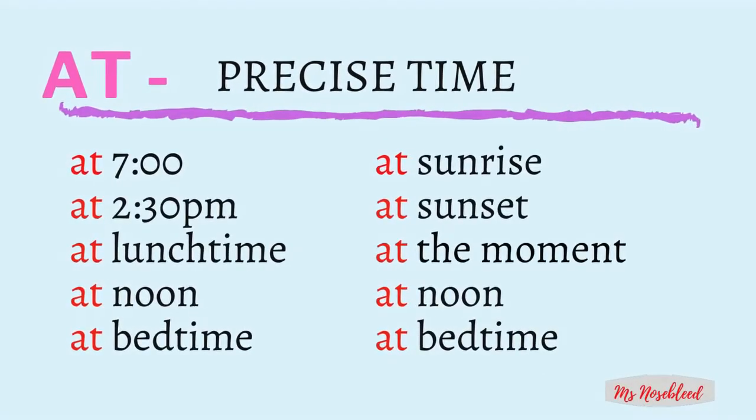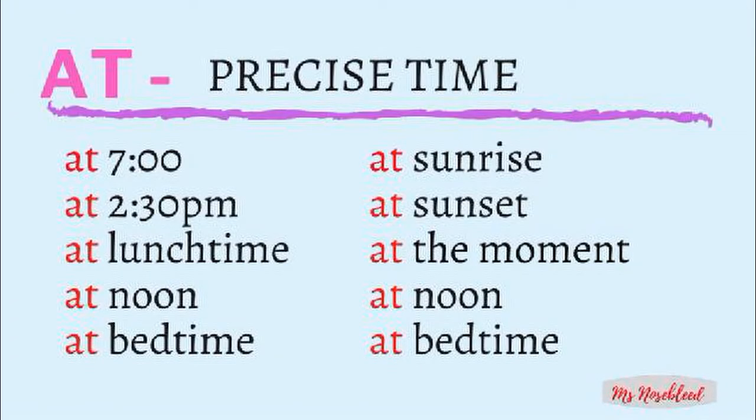So when do we use at? We use at for a precise time. Here are some examples: at 7 o'clock, at 2:30 p.m., at lunchtime, at noon, at bedtime, at sunrise, at sunset, at the moment. So it's like specifying the time, then you use at. You use at for a time like 7 o'clock, 2:30. Usually you use at for meal times like dinner time, lunchtime, breakfast, and bedtime.